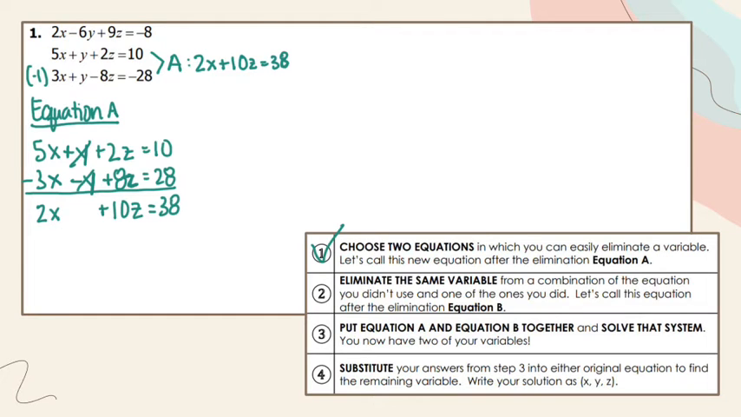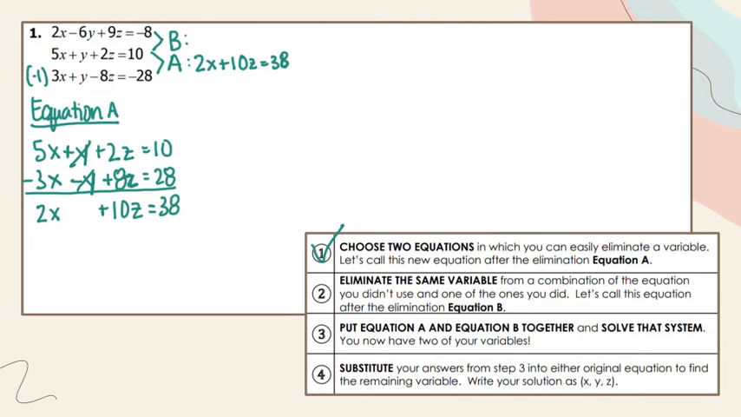Step 2, eliminate the same variable from a combination of the equation you didn't use and one of the ones you did. We will call this equation after the elimination equation B. So for equation B, I have to use the one that I did not use, and then I can choose either of the other two. So it really doesn't matter that much. Sometimes it will make more sense because it'll be easier to eliminate it out of certain ones, but we're going to do these two for B.